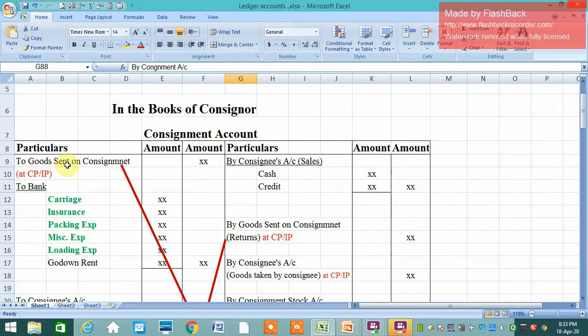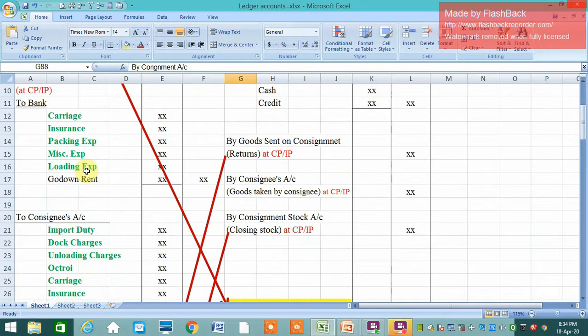When goods are sent by the consignor to the consignee, it will come on the debit side as 'To goods sent on consignment account' at cost price or invoice price. Now if in the problem only cost price is given, you will record at cost price, and if both cost price and invoice price are given, then you will record at invoice price, but you have to give effect to the loading of the same.